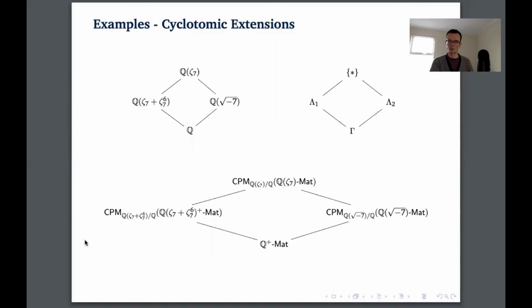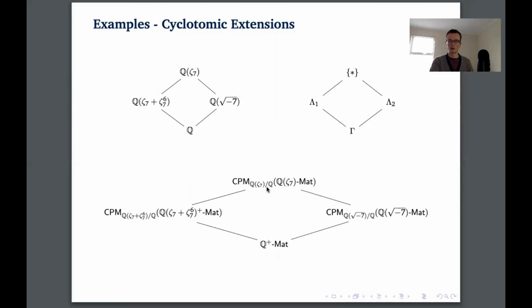So in terms of these sorts of diagrams, we have this diamond of fields. So we have the 7th cyclotomic field, and then its 2 intermediate fields as a Galois extension of Q in bijection with the Galois group and the subgroups of the Galois group. And then this tower of quantum-like theories.